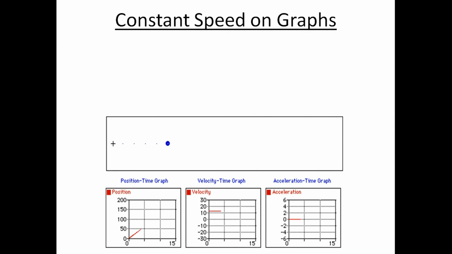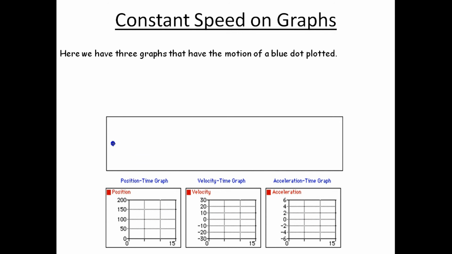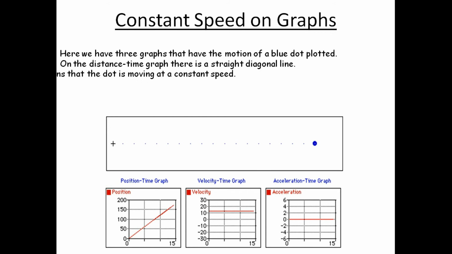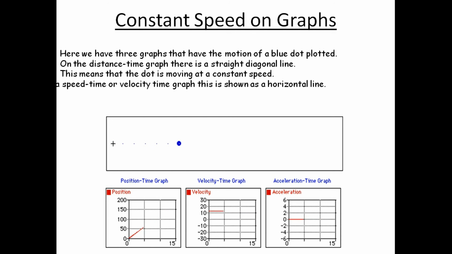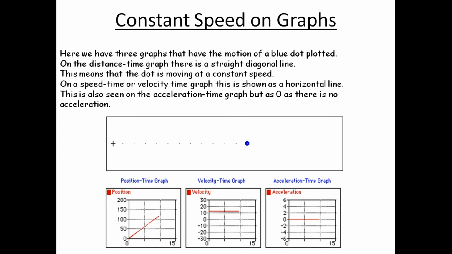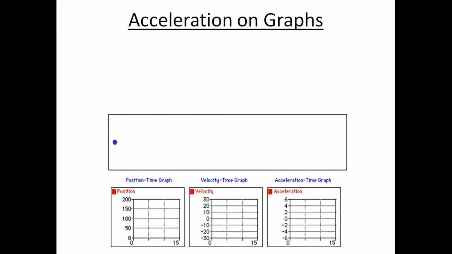We'll have a look at constant speed on graphs now. Here we have three graphs that have the motion of a blue dot plotted. On the distance time graph, there is a straight diagonal line. This means that the dot is moving at a constant speed. On a speed time or velocity time graph, this is shown as a horizontal line. This is also seen on the acceleration time graph, but is zero, as there is no acceleration.